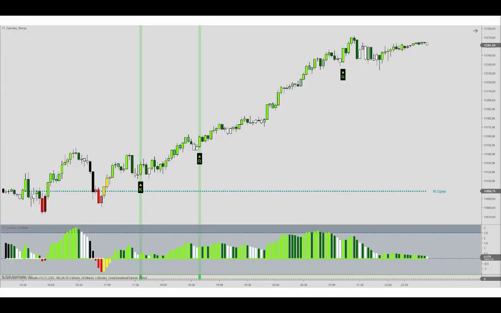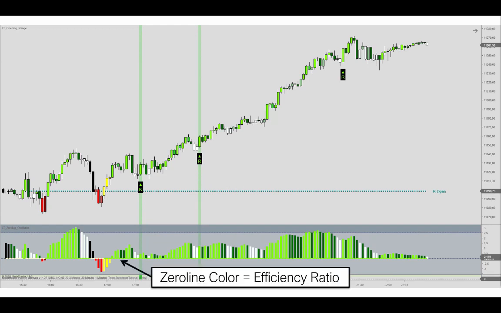So what we have here is the zero lag oscillator. We need to have histogram values above the zero line for long setups, and the color of the zero line is also important here because it pulls information from the efficiency ratio. So in a long scenario, we want to have a green zero line. There's also a cream color for chop, as you see here and here, and for downtrends, it's a red color.